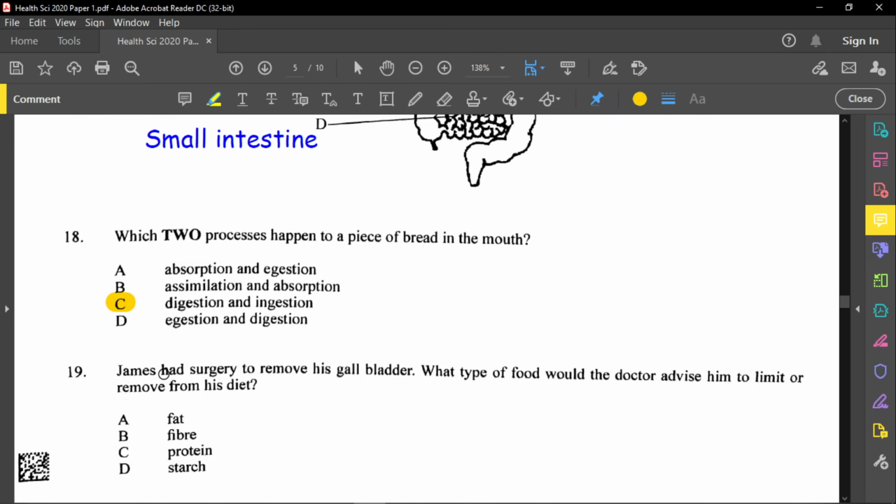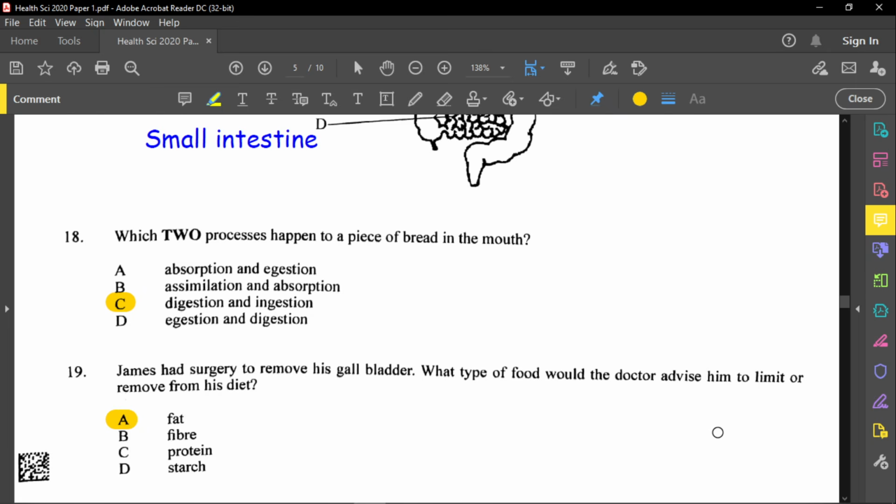Now, 19 said James had surgery to remove his gallbladder. What type of food would the doctor advise him to limit or remove from his diet? Now, first, think about the gallbladder. Remember, the gallbladder will store what? Bile, and bile will help to break down a substance, fat. So bile helps us to break down fat, and bile is stored in the gallbladder, so hence he will not be able to eat fat because he does not have the substance to break it down, okay?